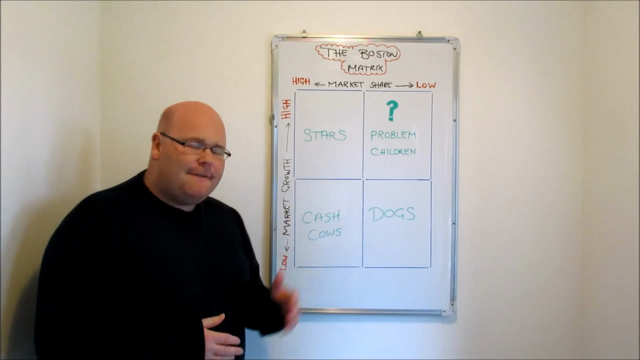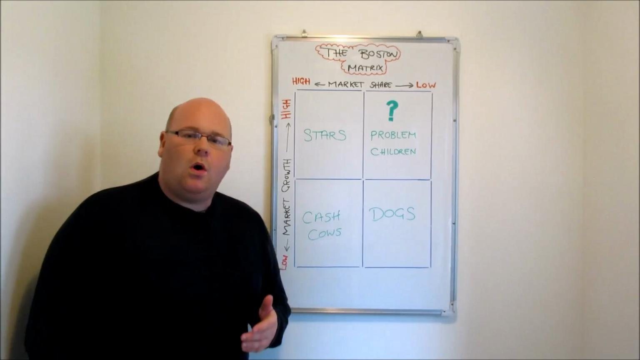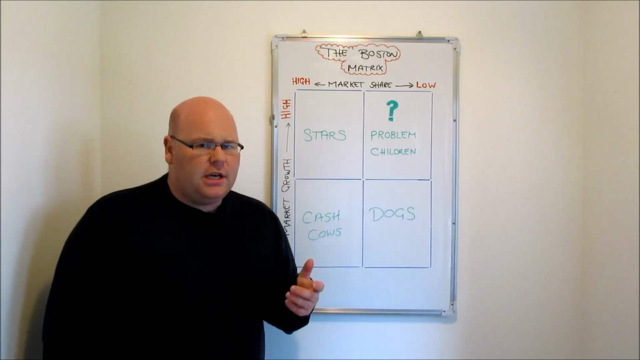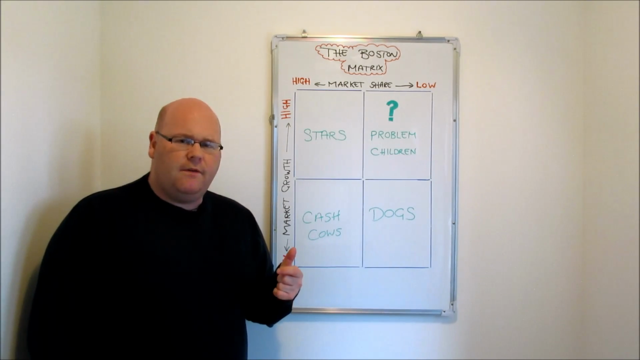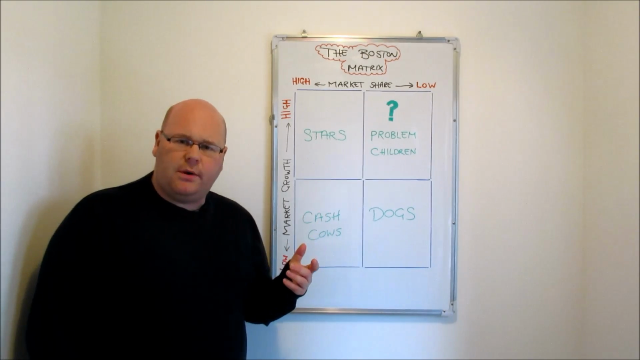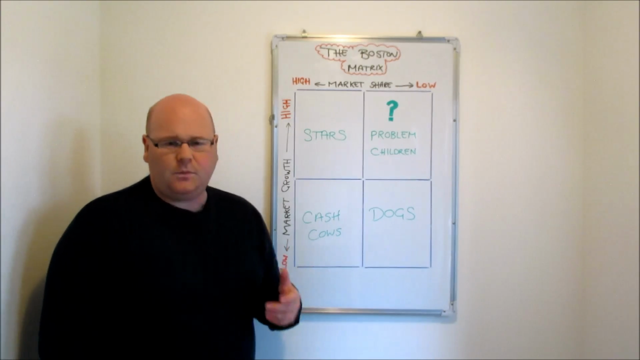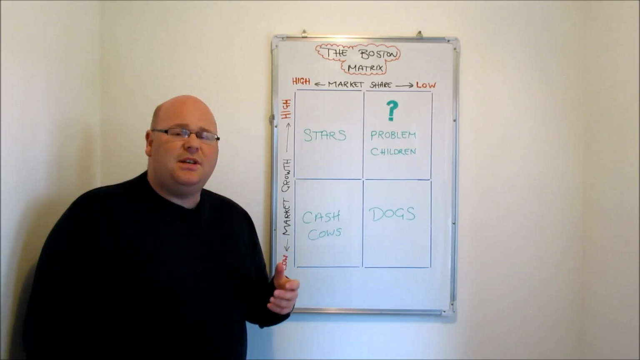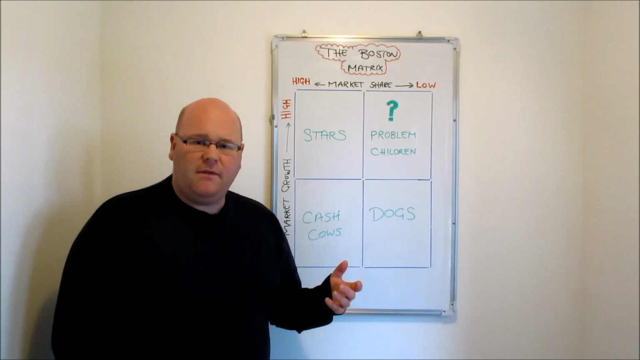Our final classification of products is what we refer to as dogs, which on the face of it sound quite undesirable products to have in your portfolio. They've got a low market share of markets that are not growing very rapidly anymore. However, that's not to say that these aren't products that we might still be deriving some profits from.